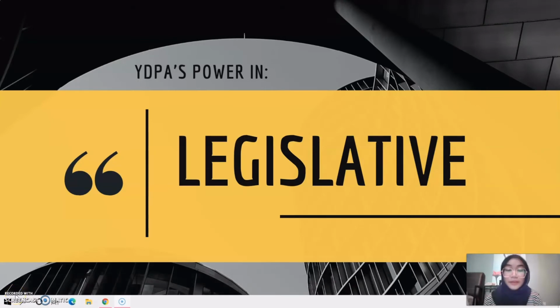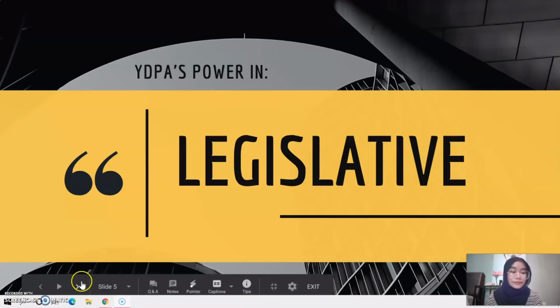Thank you, Najah Sofia. Bismillahirrahmanirrahim. My name is Aisyah Farzana binti Ahmad Rawi, metric number 1914450, and now I'll continue the discussion on the YDPA's power in relation to legislative.